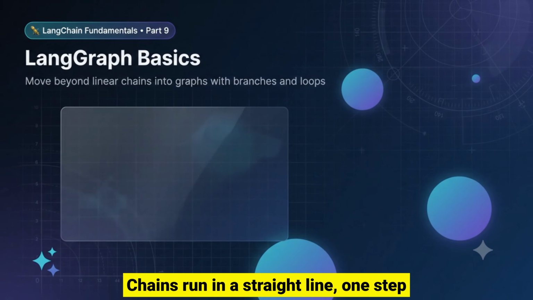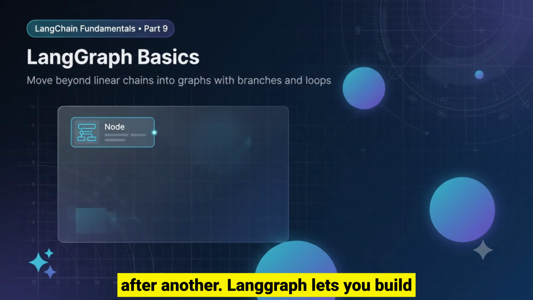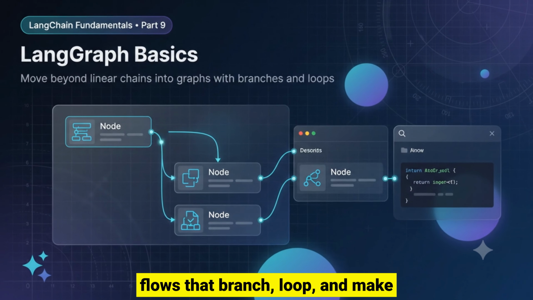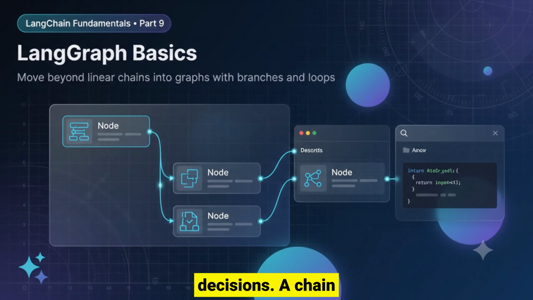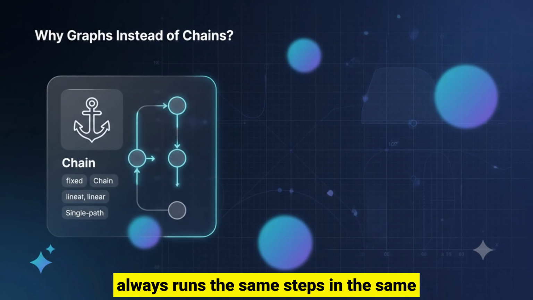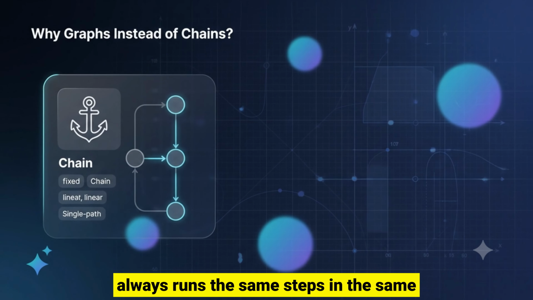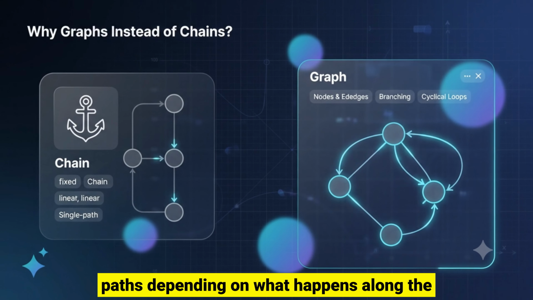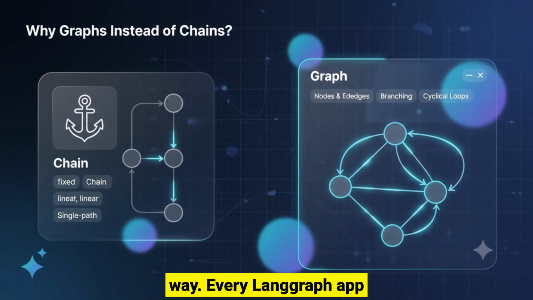Chains run in a straight line, one step after another. LangGraph lets you build flows that branch, loop, and make decisions. A chain always runs the same steps in the same order. A graph can take different paths depending on what happens along the way.